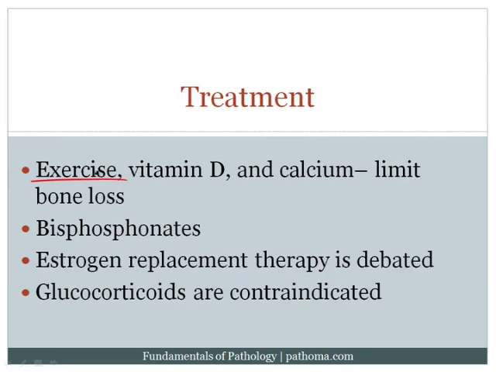Now the treatment is exercise, vitamin D, and calcium, and the goal here is to limit bone loss so that you don't lose more than that approximately 1% per year. Bisphosphonates can be used. Bisphosphonates basically go into the blood and they attach to the bone, and then the osteoclasts eat the bisphosphonates, and that induces apoptosis in the osteoclasts. Now, of course, if you remove the osteoclasts from the picture, then you won't be removing bone as much, and so therefore you'll decrease the rate of loss of bone.